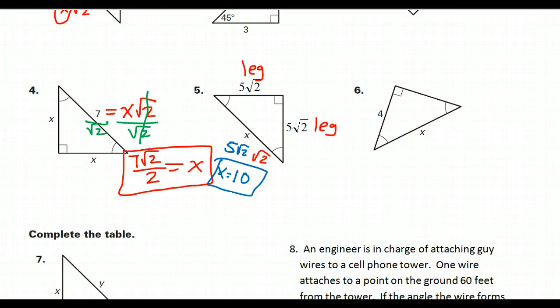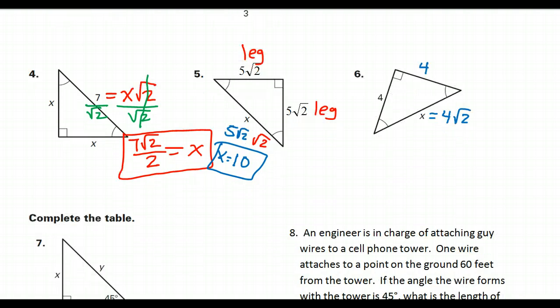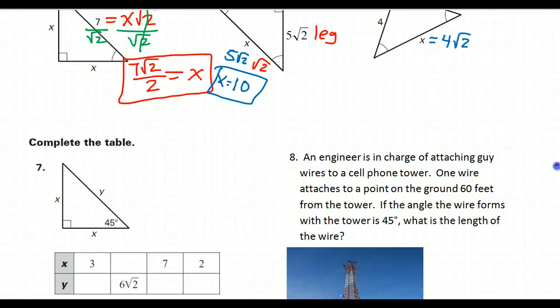Number 6 is back to the easy kind. All right, if this is 4, then this will be 4, and then this will be 4 radical 2. Okay, let's move on.